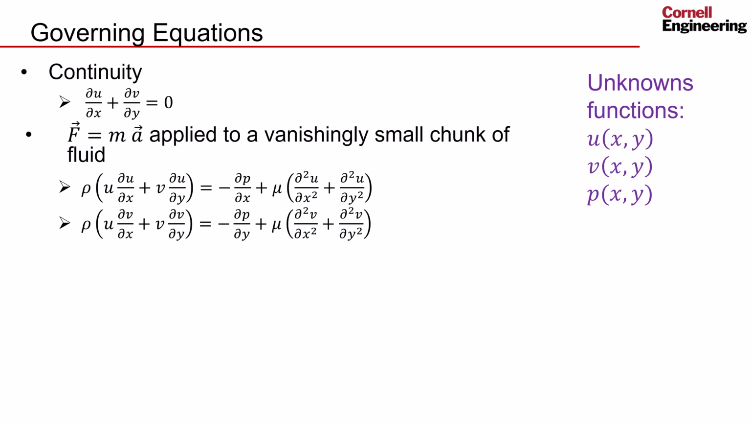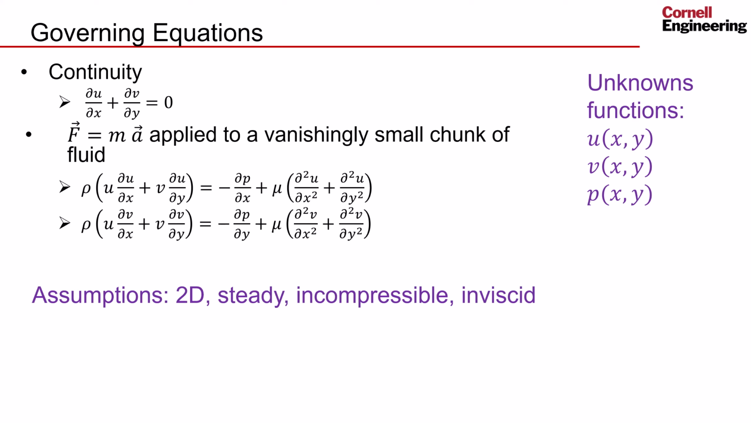This comes with a bunch of assumptions, which are already embedded in these equations, with the exception of the inviscid assumption. This means that our viscosity, mu, is 0, and the last term in both of the momentum equations drops out. These are then our governing equations that Fluent will solve over the flow domain.